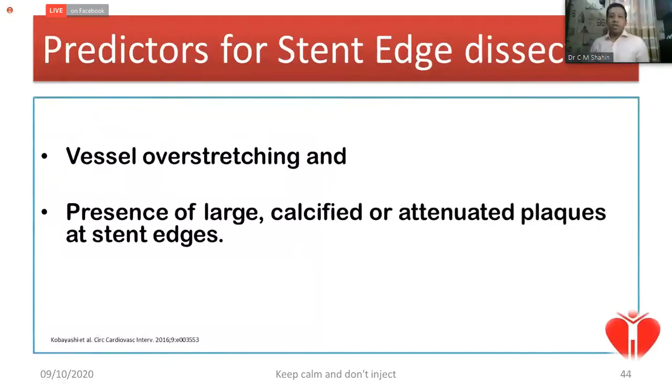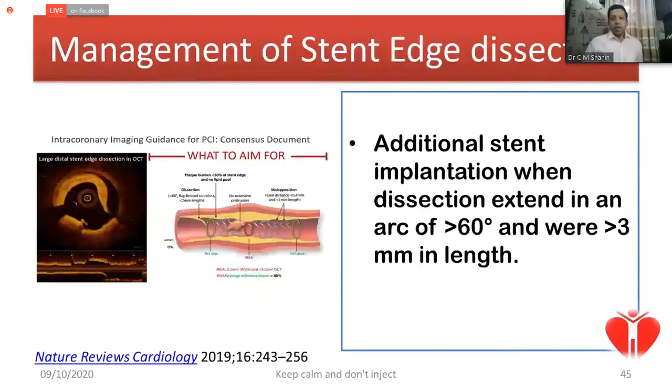Vessel overstretching and the presence of large calcified or attenuated plaques at stent edges are predictors of stent edge dissection. Additional stent implantation is mandatory when dissection extends to an arc of more than 60 degrees and/or more than 3 millimeters in length.